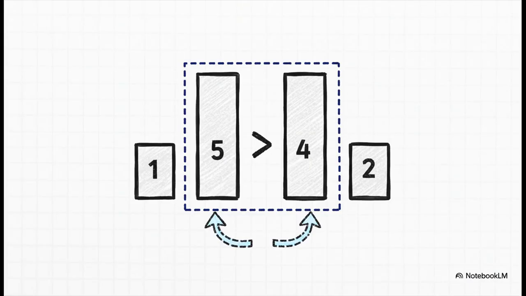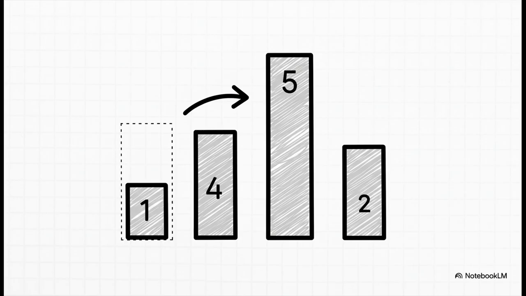Now the algorithm just slides over one spot to the right. The new pair we're looking at is 5 and 4. And again, it asks the same question. Is 5 bigger than 4? Yep, it sure is. So for the second time, we do another swap. And here's what we've got now. See what's happening? That number 5 is slowly but surely making its way to the right, inching closer and closer to its final sorted spot.